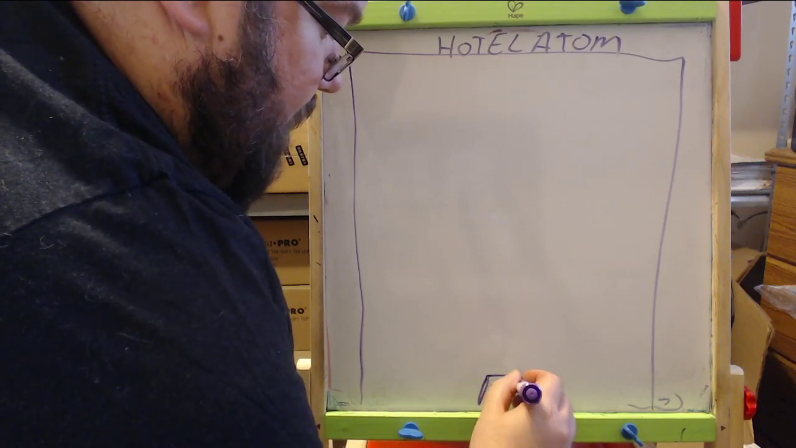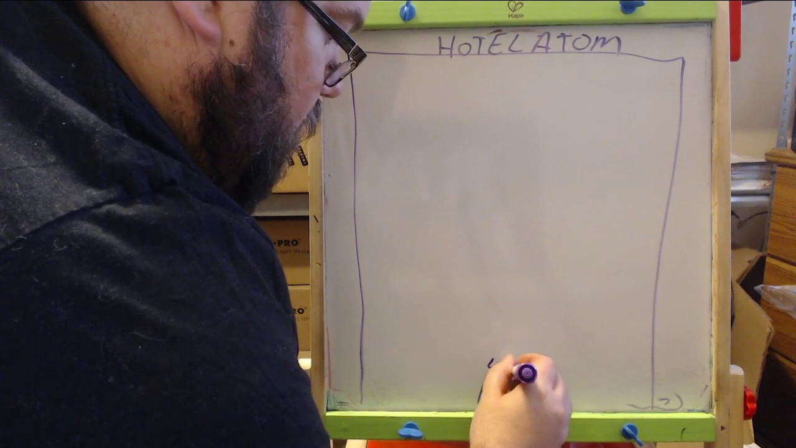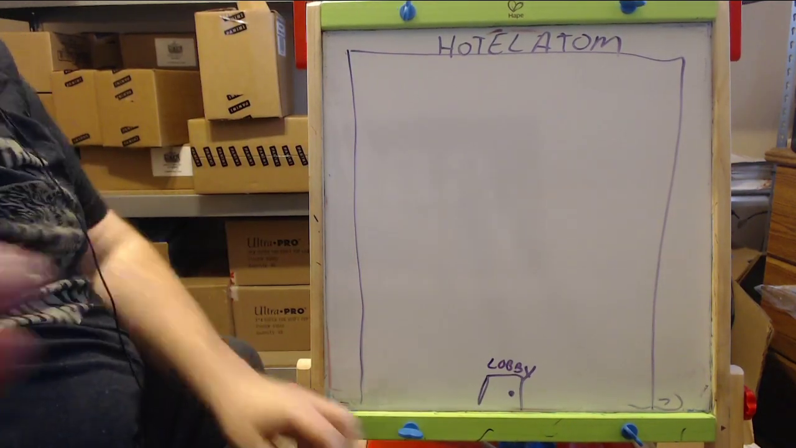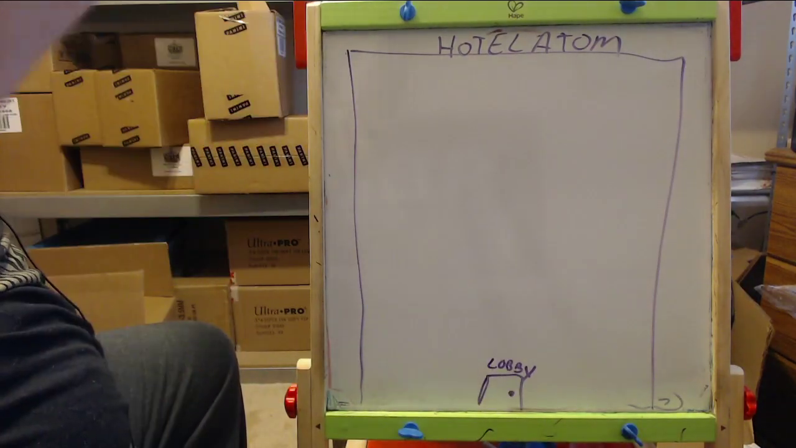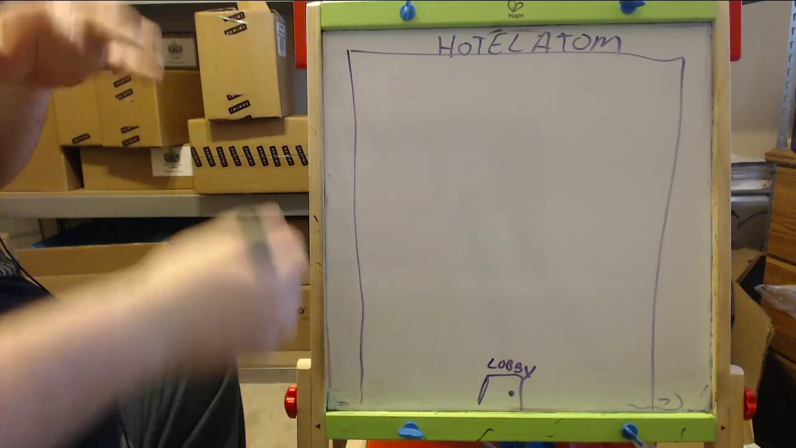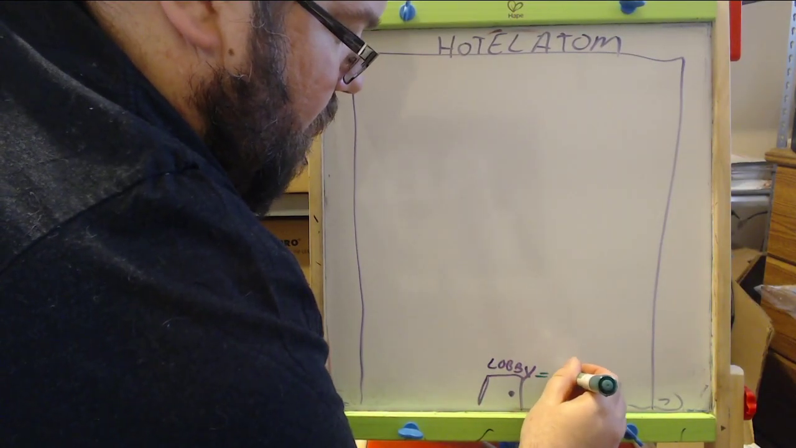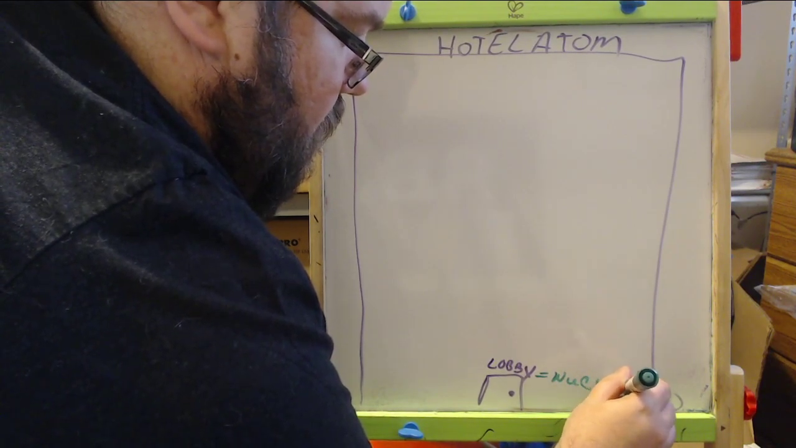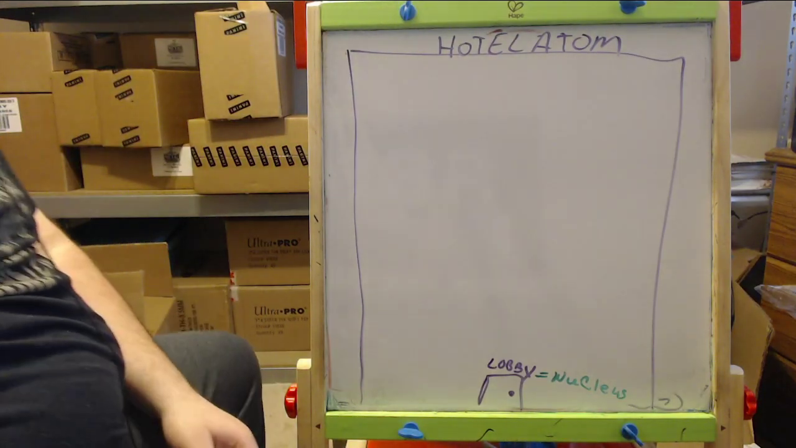We've got the lobby down here in Hotel Atom. And the lobby is going to be equivalent to our nucleus. Now, of course, the atom is spherical in shape, and we're looking at it in this sense, but it's the same thing that we're going to look at. Nucleus.